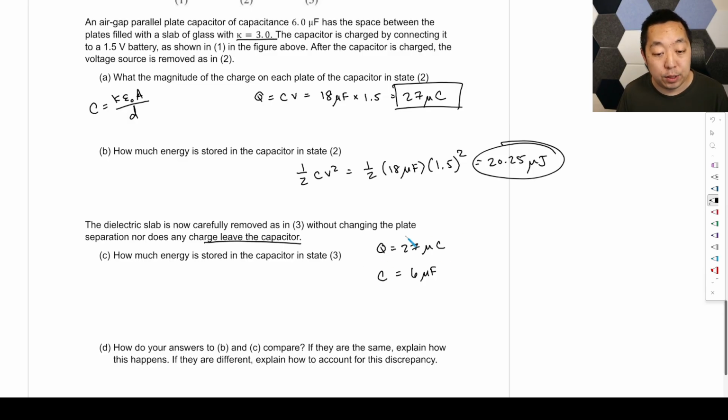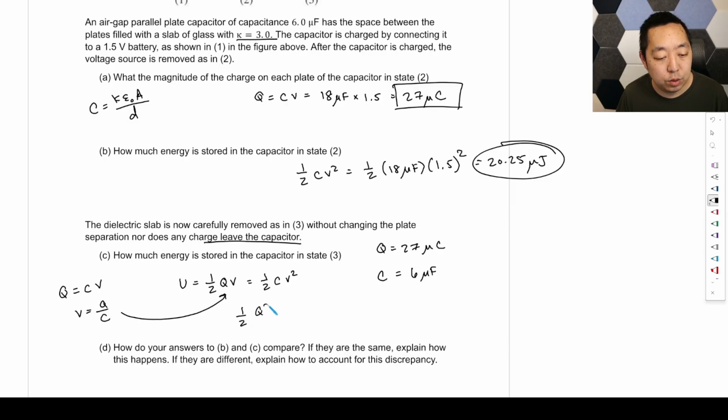But the Q is kept constant. So which formula do you use here? Well, it's based on what's constant. You could do 1/2 QV or 1/2 CV squared. But both are based on the voltage, and we know Q is equal to CV. So you could solve for the voltage, but I just get used to substituting. So I'm going to say the voltage is Q over C. Plug that in here, and you get 1/2 Q squared over C. This is helpful because I know that Q is constant, so that's why I want to use this one.